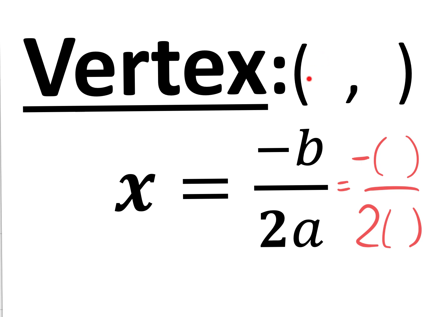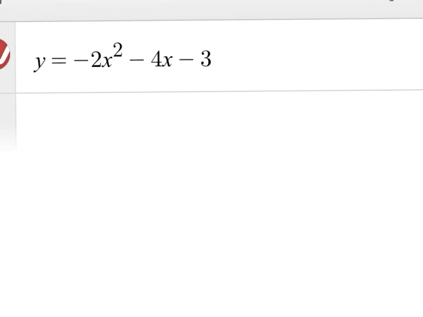That will give you the vertex x value. And once you have the x value, all you have to do is plug it back into the x's to find the y value. So let's find the vertex of this quadratic trinomial that's in standard form. In order to do that, you need the formula x equals negative b over 2 times a, and also rewrite it with parentheses instead of the b and the a.